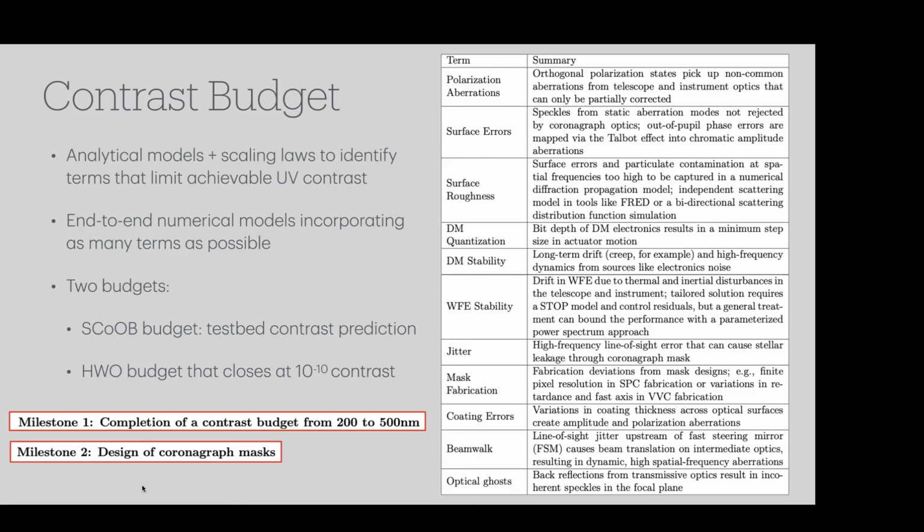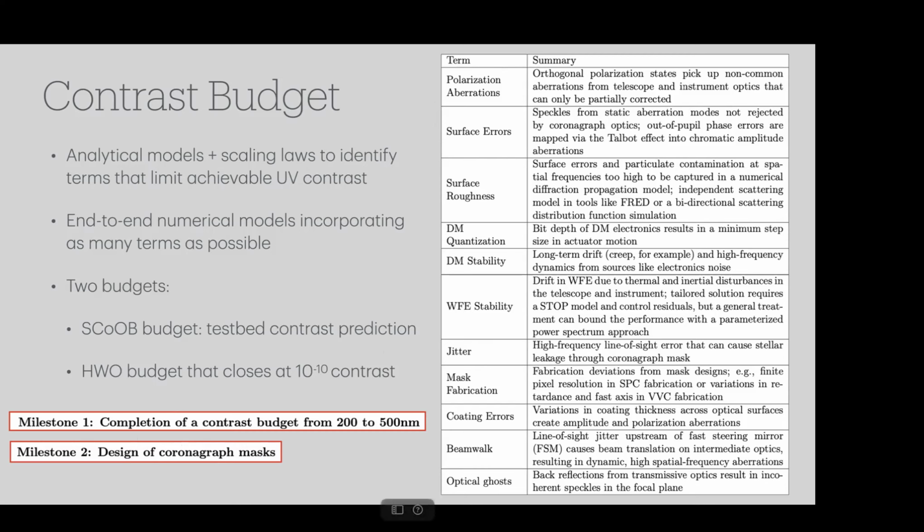And then I've highlighted at the bottom here just the two milestones in the proposal that are associated with this, right? Just completing the contrast budget. And as part of that, we want in the first year to produce a design of coronagraph masks for SCoOB. That's driven by our understanding of the contrast performance and the error budget, to design these such that we would expect to achieve X contrast. And then in later years, we fabricate those, measure them, and eventually integrate those into the testbed.